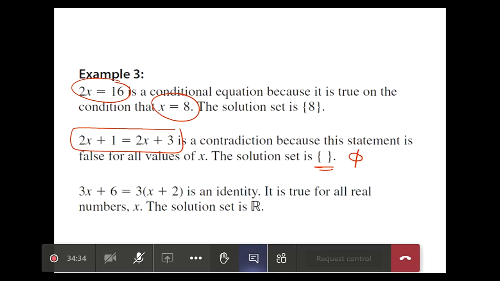Another type, identity, always correct for any value of x. Why? Look at this. 3x plus 6 equal 3x plus 6. This is the same equation. 3x minus 3x equal 6 minus 6. So we have 0 equals 0 always in both sides. So the solution equal what? Equal R.